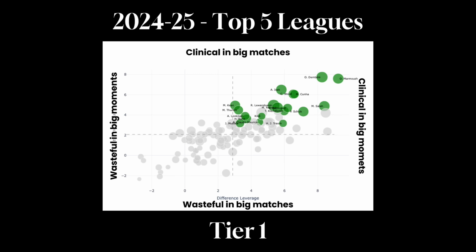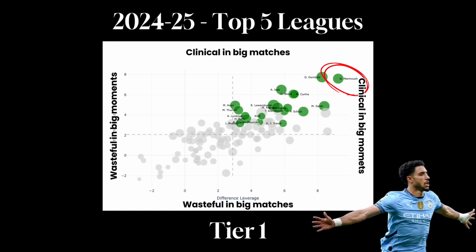To be green is to be clinical. The further you are to the right, the more that mattered to your results. The further you are up, the better your opponents were. The only player on this diagram to have played for 2 different teams is Omar Marmoush. I've combined his stats here. If you look at his performance across the whole of last season, he looks like one of the most clinical players in Europe.